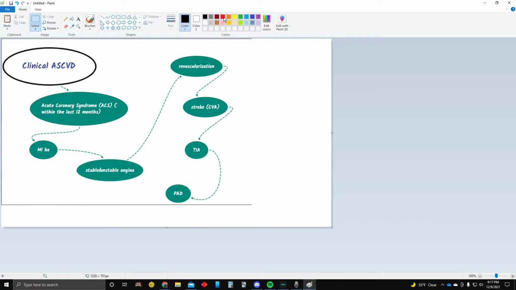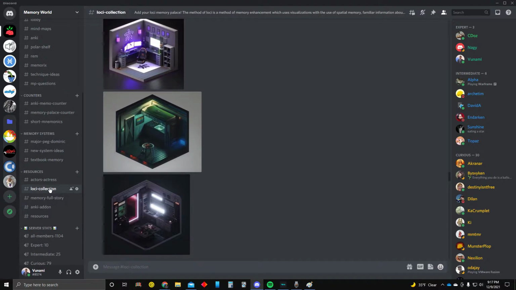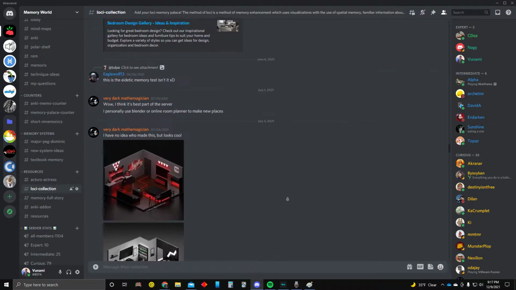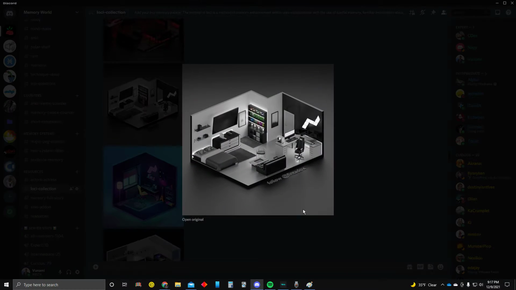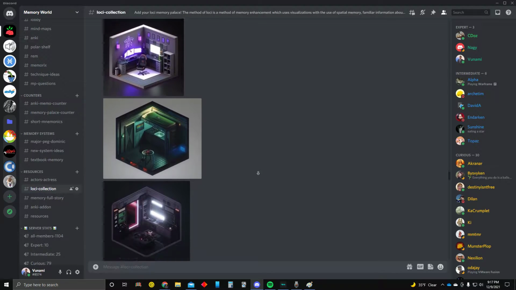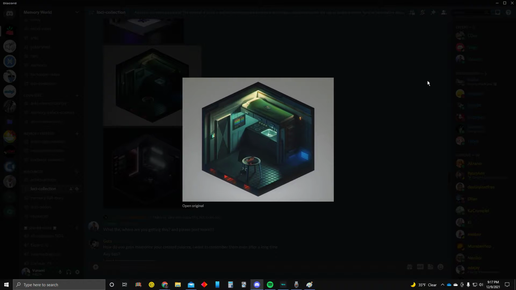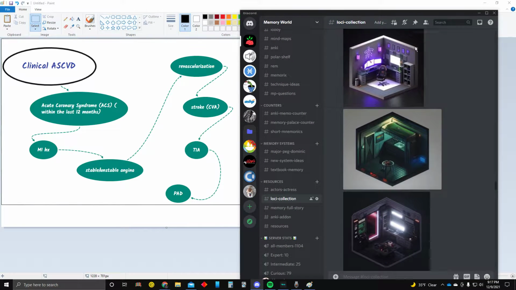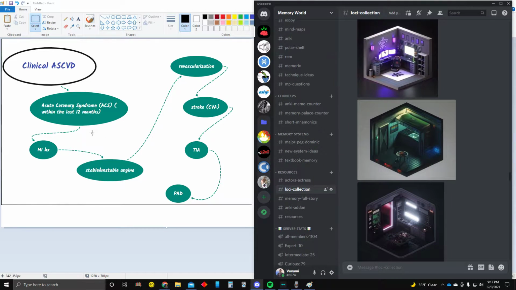But anyways, to memorize this, we have a memory palace. And so we will be looking into the loci collection in the Memory World Discord server. There's a lot of different options over here. Okay, so what is going to be our thought process? This looks really nice actually, but let's pick one that I've used already. So this one is what I'm going to be using. Thinking about clinical ASCVD, we want to memorize acute coronary syndrome, myocardial history.